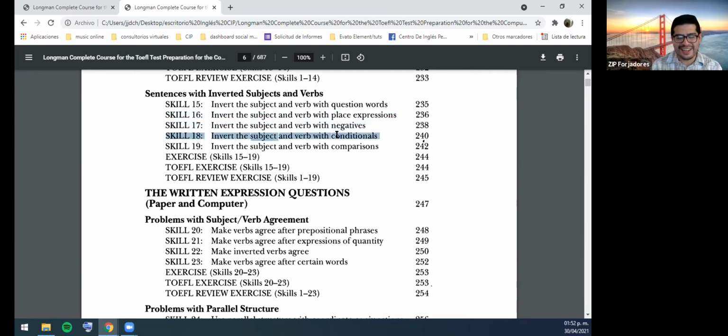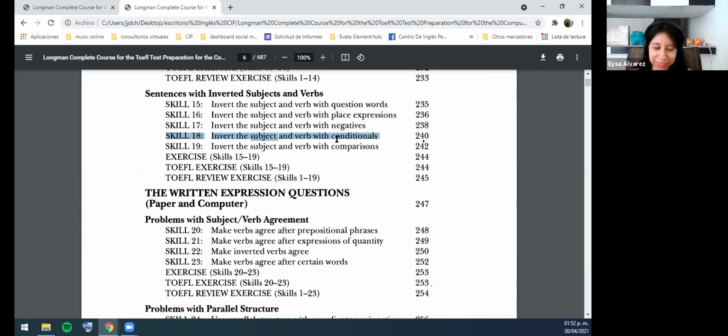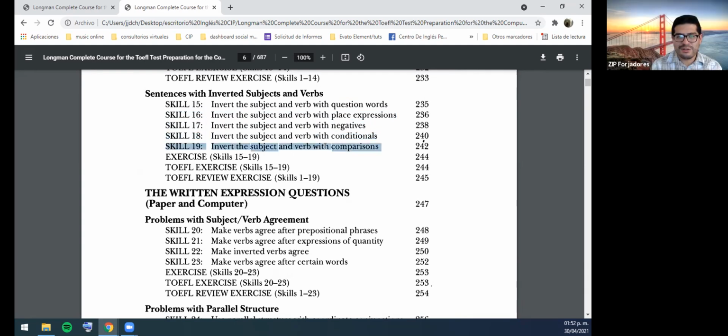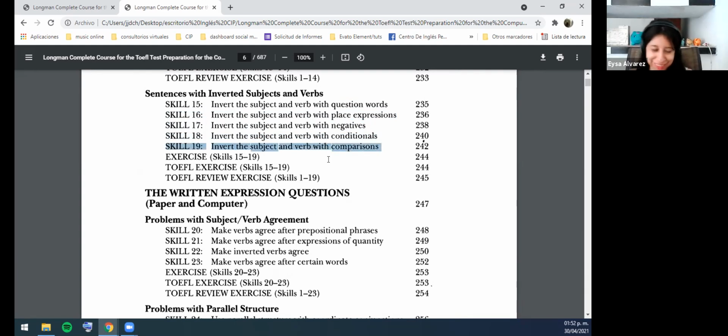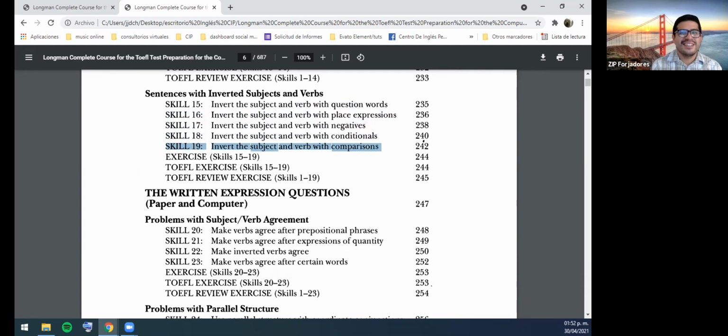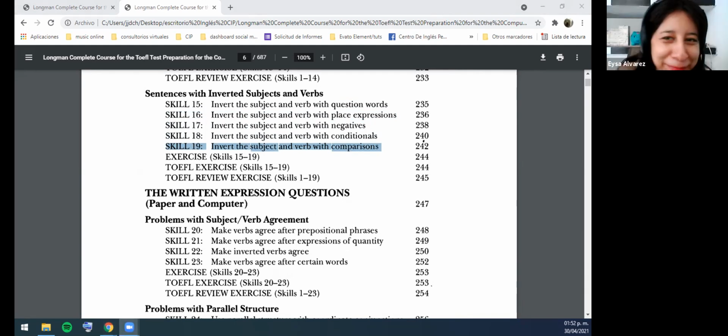Exactly. 18, invert subject and verbs with conditionals. And the last one, 19, invert subjects and verbs with comparisons. That's right. So, 10 minutes. I am going to give you 10 minutes on time, and you're going to tell me the answers after that, right? Ready? All right, so let's start.